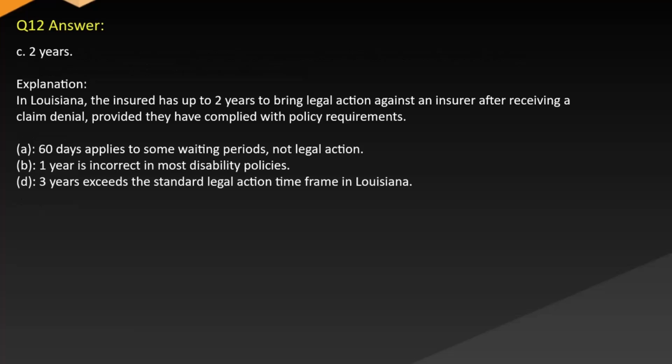Correct answer. C. 2 years. Explanation. In Louisiana, the insured has up to 2 years to bring legal action against an insurer after receiving a claim denial, provided they have complied with policy requirements. The 60 days applies to some waiting periods, not legal action. B. 1 year is incorrect in most disability policies. D. 3 years exceeds the standard legal action time frame in Louisiana.